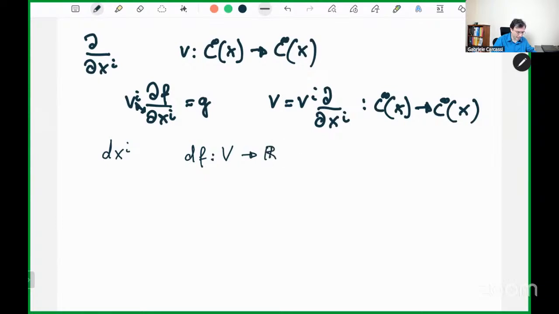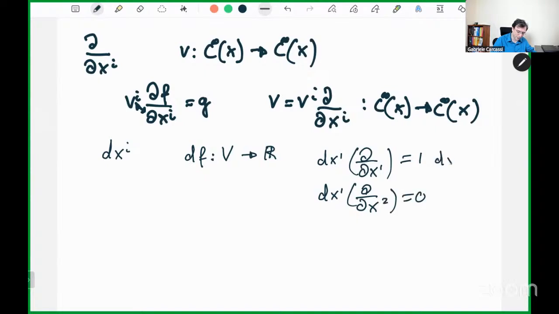And so, for example, you would apply dx^i to a vector. Let's pick a particular one. Let's pick dx^1, and we apply it to partial derivative with respect to x^1, and this would give us a 1. And if we instead had dx^1 applied to the partial derivative with respect to x^2, in another direction, this would be 0. So we would have the general form that this is the Kronecker delta. It's 1 if the two indices are the same, and it's 0 if the indices are different.